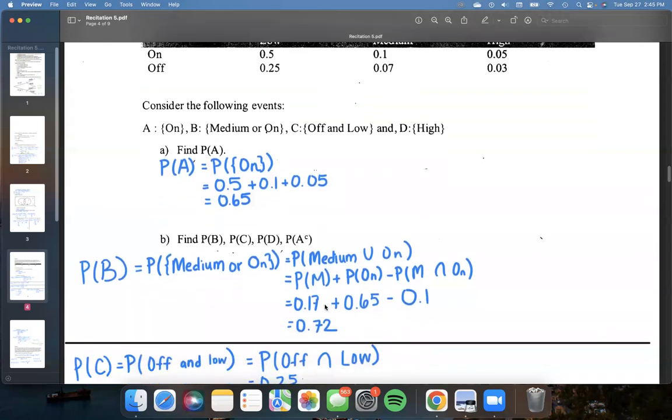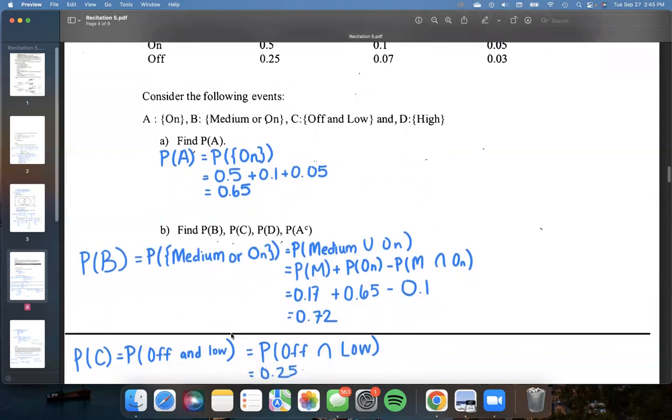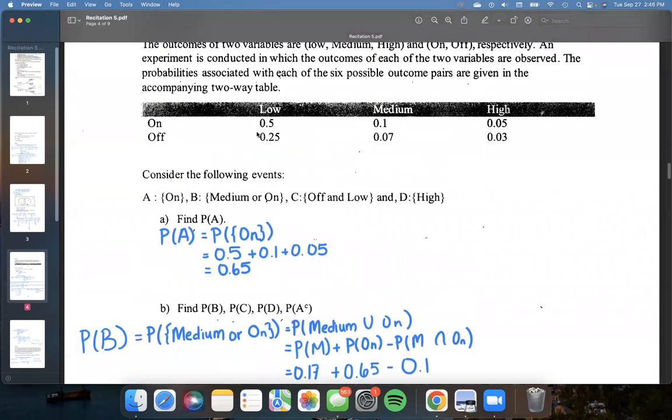So when you add these and subtract 0.1, you get 0.72. And then we need to find the probability of event C, which is off and low. So remember, and is our intersection. So the probability of off intersect low would be, okay, we're in an off situation, and then we need to find our low, which is this first column. We have 0.25 as our answer.